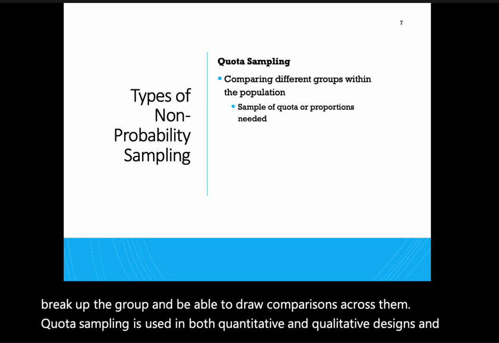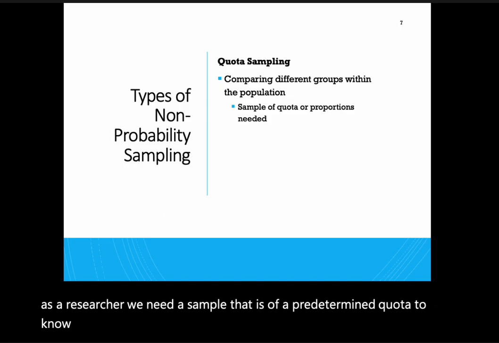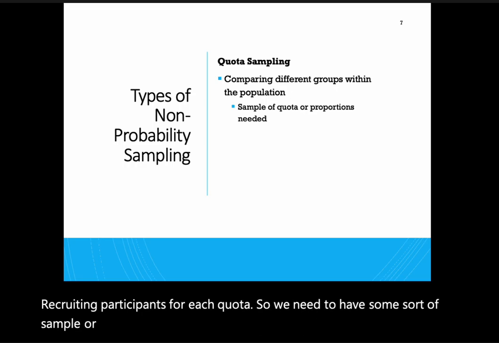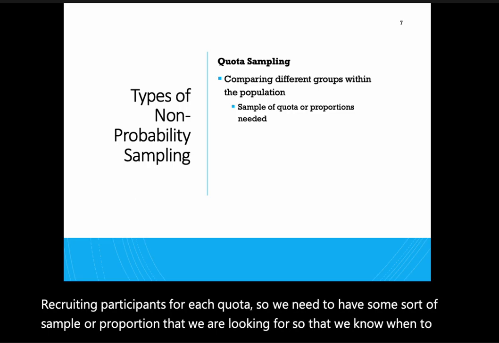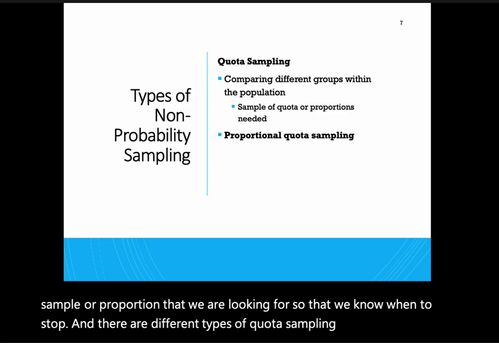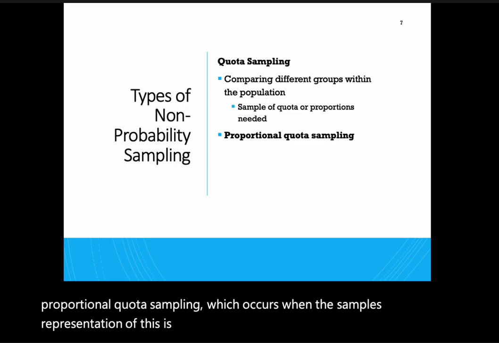And as a researcher, we need a sample that is of a predetermined quota to know when we need to stop recruiting participants for each quota. So we need to have some sort of sample or proportion that we are looking for so that we know when to stop. And there are different types of quota sampling. The first of those is proportional quota sampling, which occurs when the sample's representation is of the same proportion as it exists in the entire population.